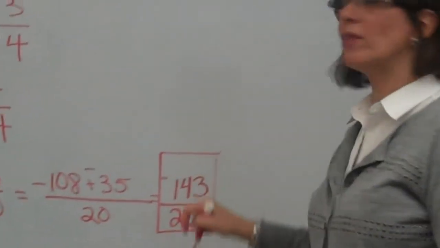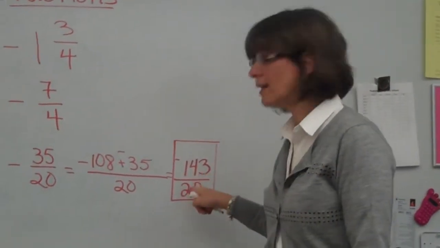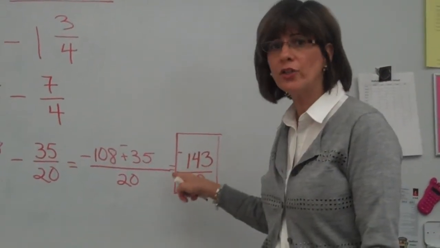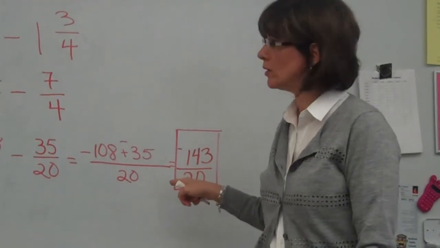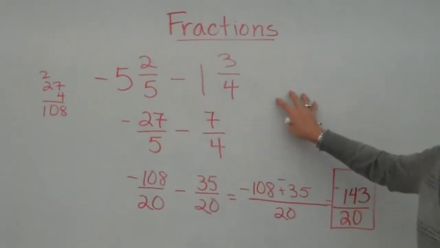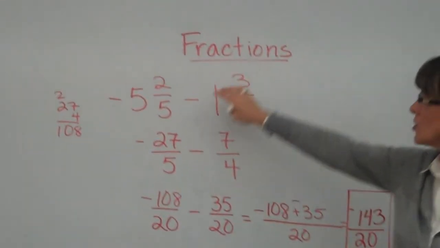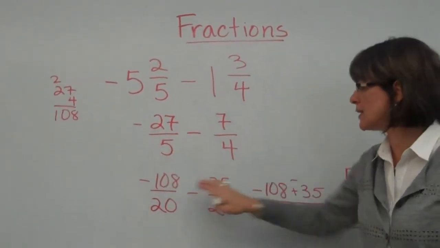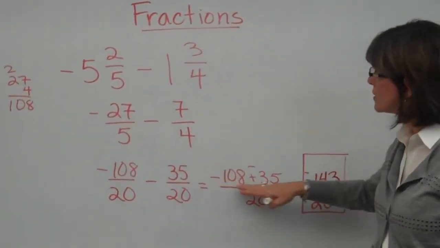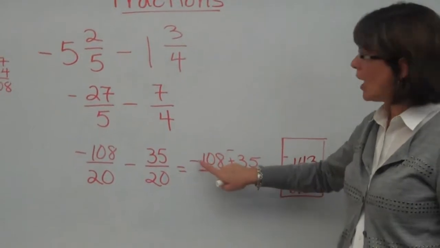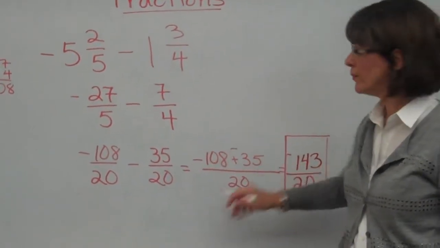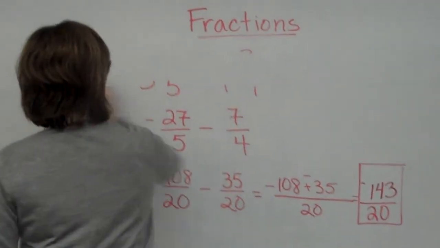And remember, in 7th grade, you can leave that as an improper fraction. You don't have to change it to a mixed numeral. So these are the rules for addition and subtraction. Change to improper, common denominator. I really suggest you do this big bar and put your problem on the top. Okay, let's do another one.